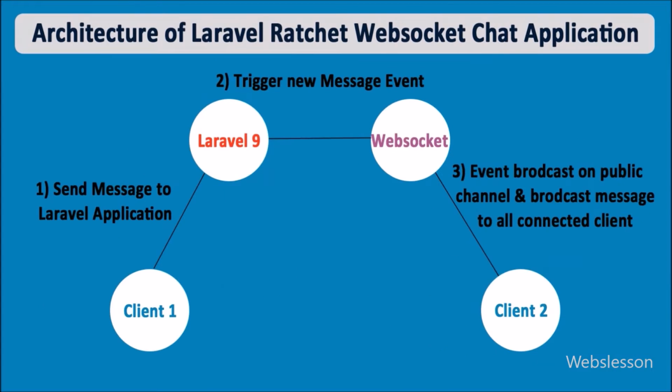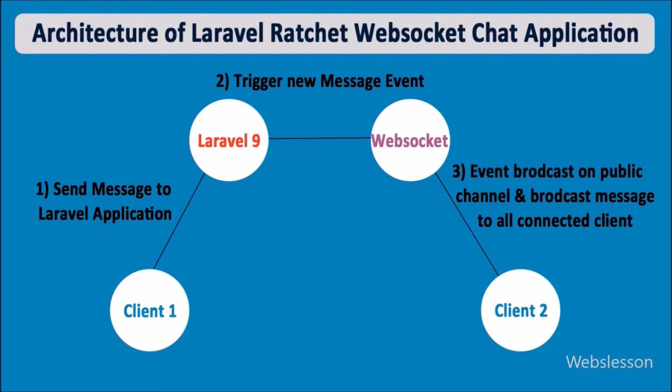Now we will show you the basic architecture of this Laravel Ratchet WebSockets chat application. Here on screen, you can see the architecture of this Laravel chat application. One client has sent a message to the Laravel application, so it has been sent to Ratchet WebSocket, and Ratchet WebSocket sends that message to another client. So here WebSocket has built a tunnel between two clients, and both clients can send and receive messages via Ratchet WebSocket.